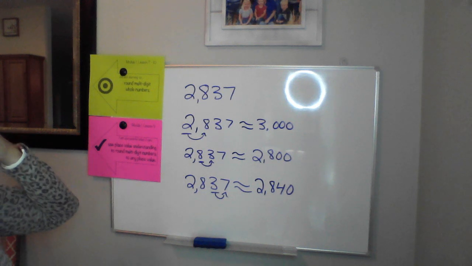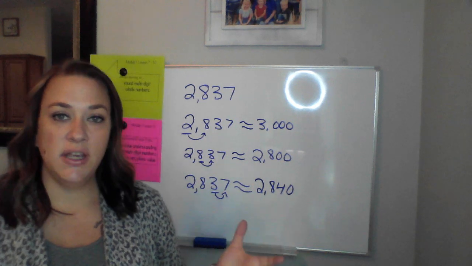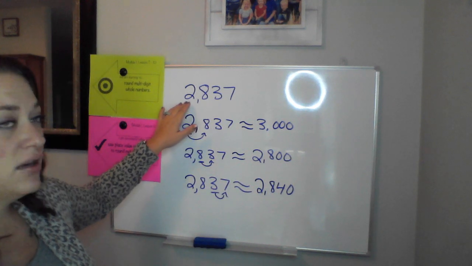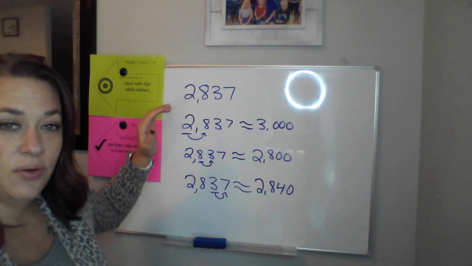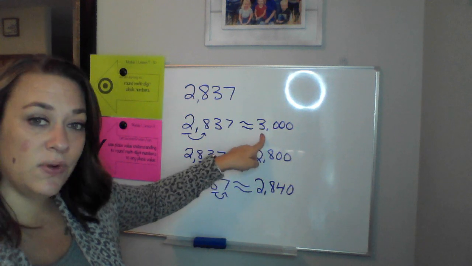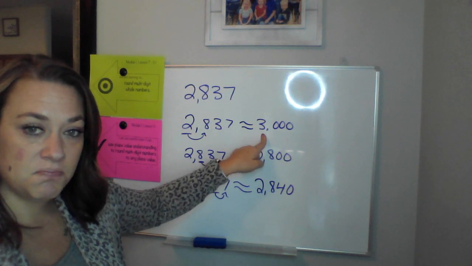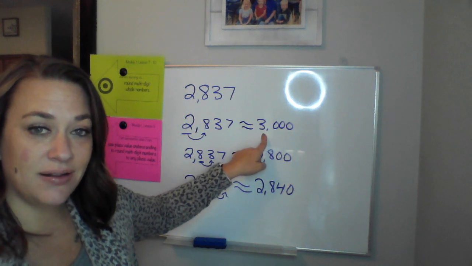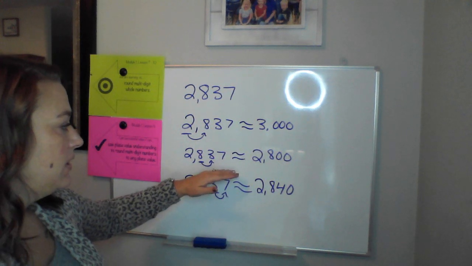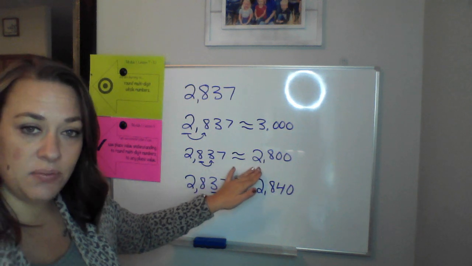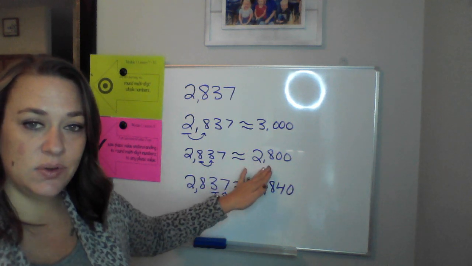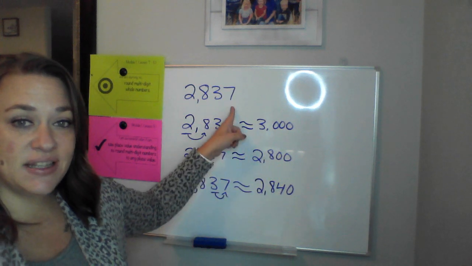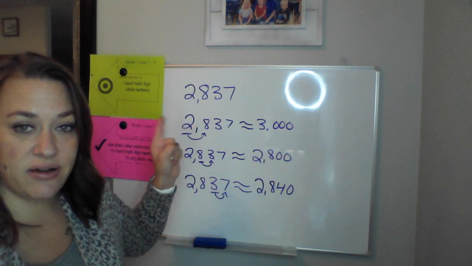Okay. So when we look at this and we are trying to figure out how many chairs we need to order, we have 2,837 students. Would we need to order 3,000 chairs? No, probably not. That's a lot of extra, right? Would we round to our hundreds place, which would be 2,800? No, because that's less than the students that we have.